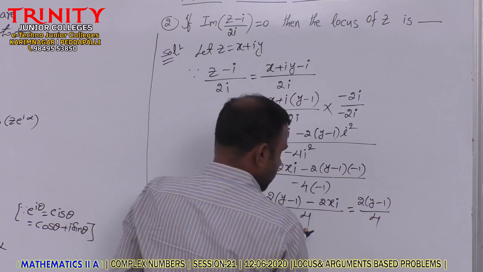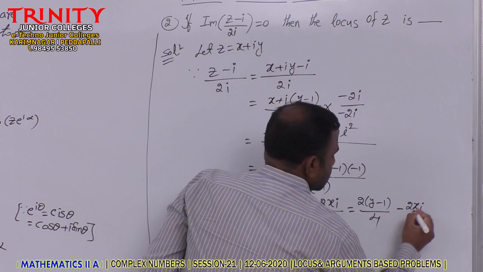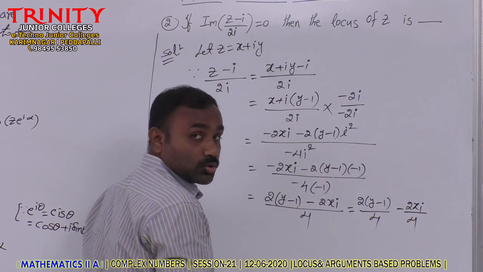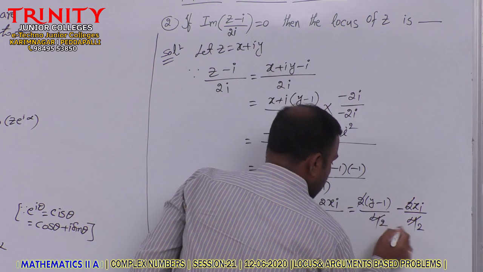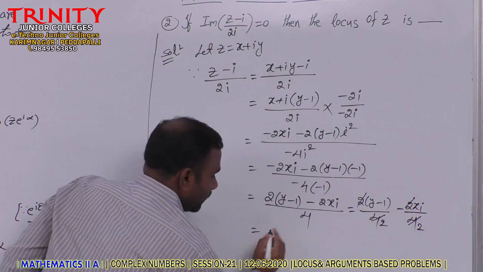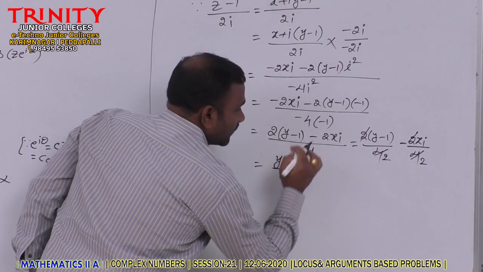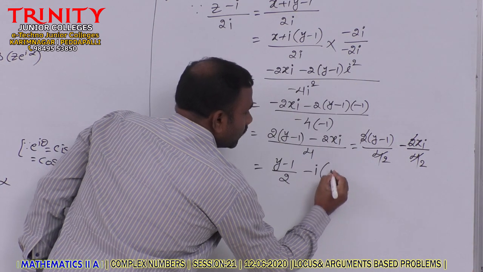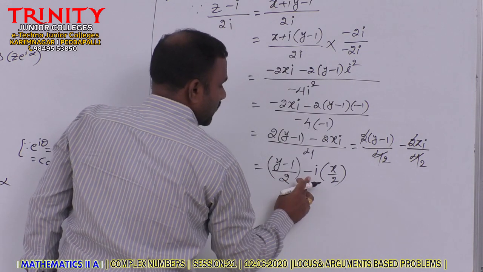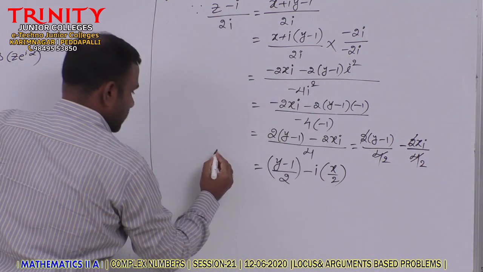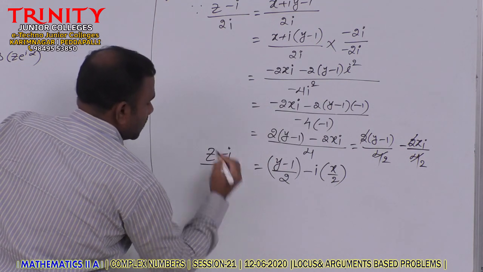Separate the denominator for both the numerator parts. Minus 2xi by 4, minus 2xi by 4. Two 1s are 2, two 2s are 4. Now this is (y minus 1) by 2 minus i into x by 2. This is a complex number a minus ib. This is represented by z minus i by 2i.